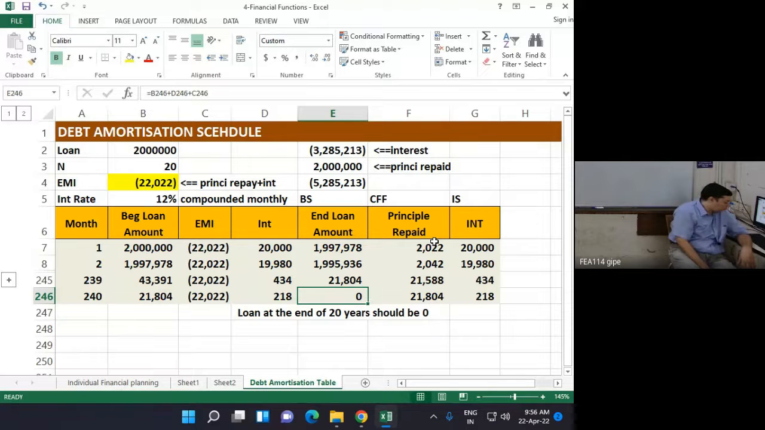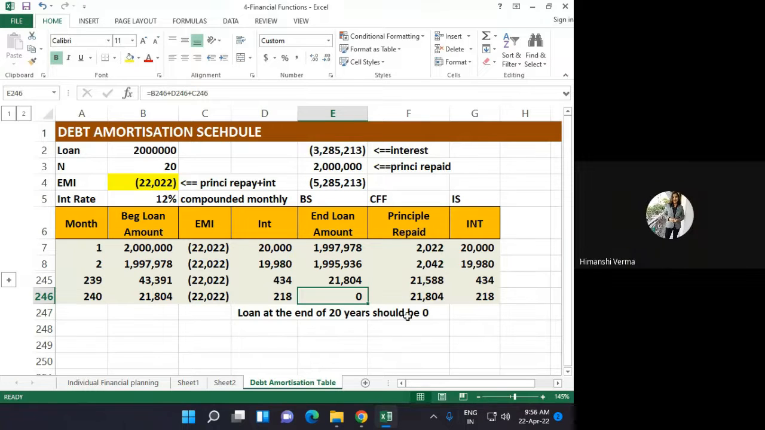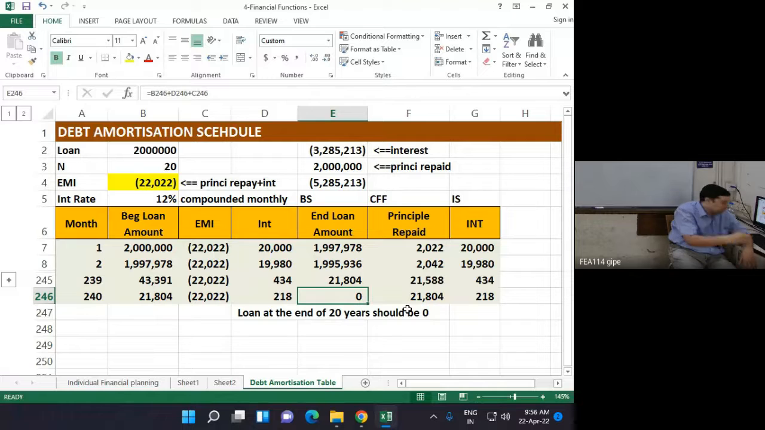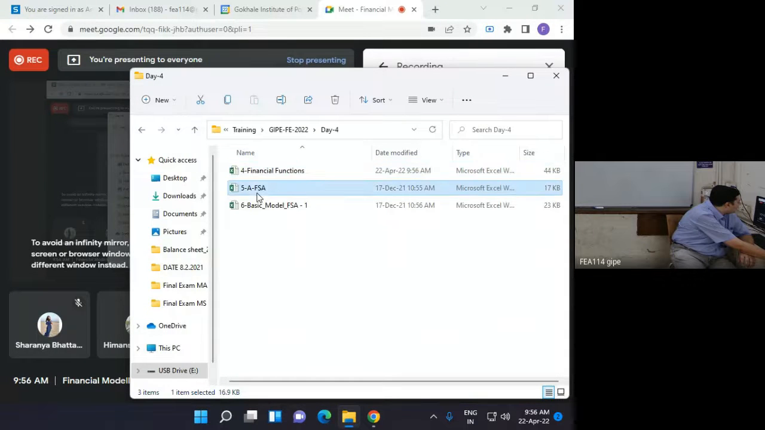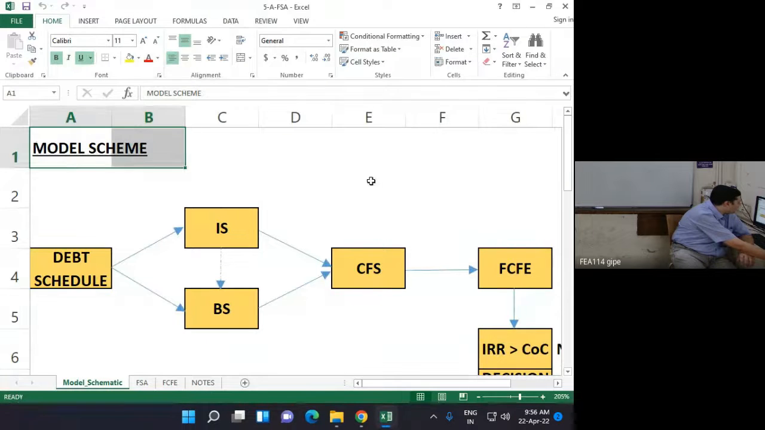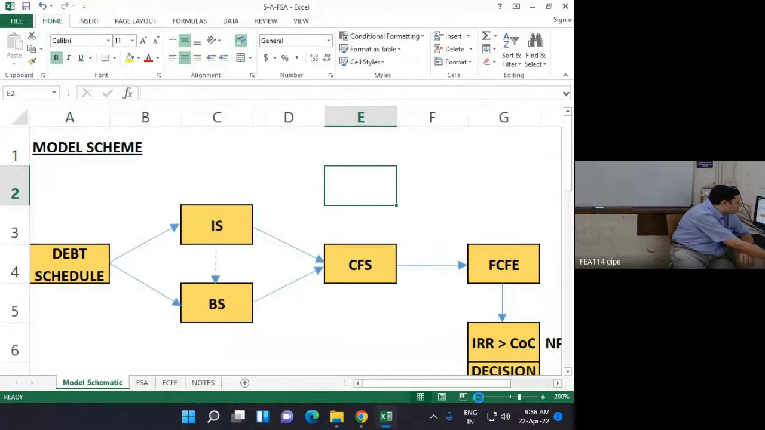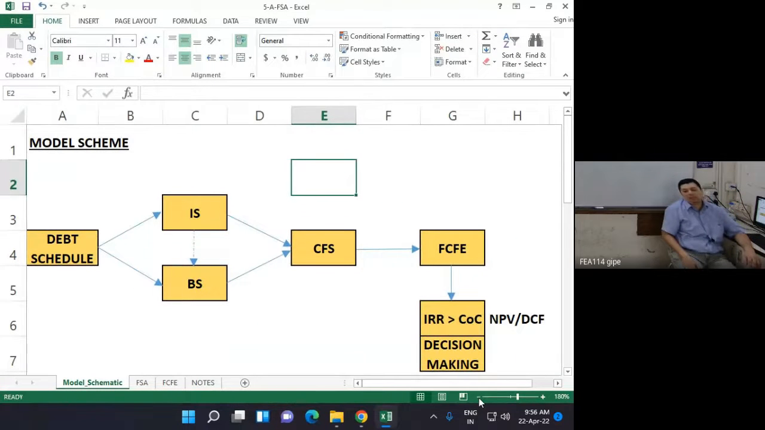Okay, should we proceed? Students online, have you got the numbers? Should we proceed? Yes, sir. Okay. Next, let's close this and open file number 5. So here we will discuss the financial statement theory.